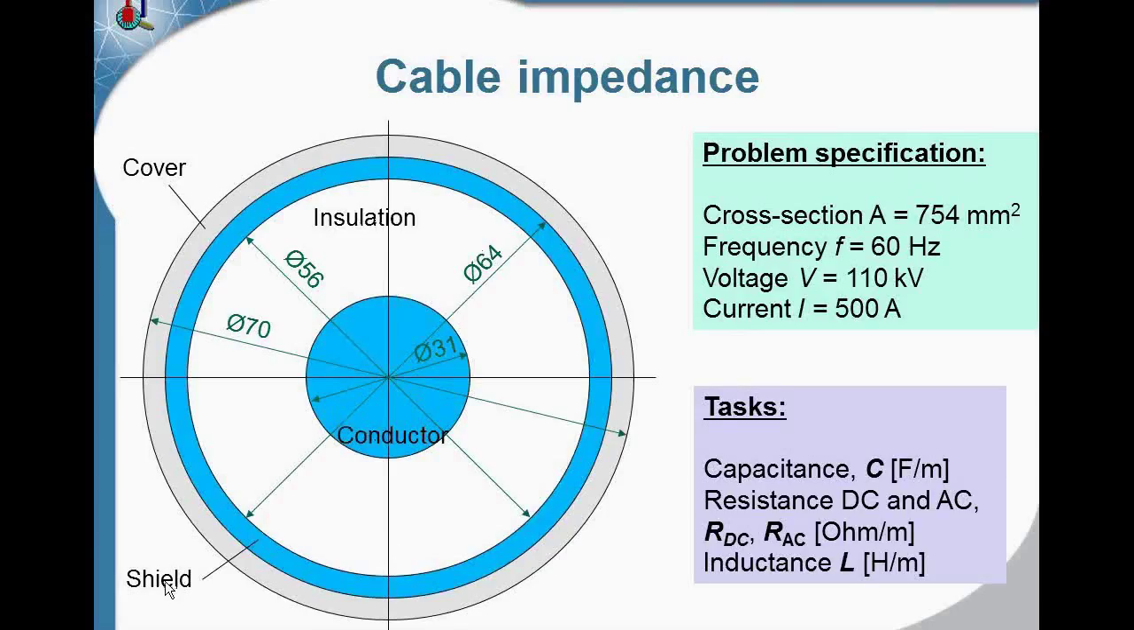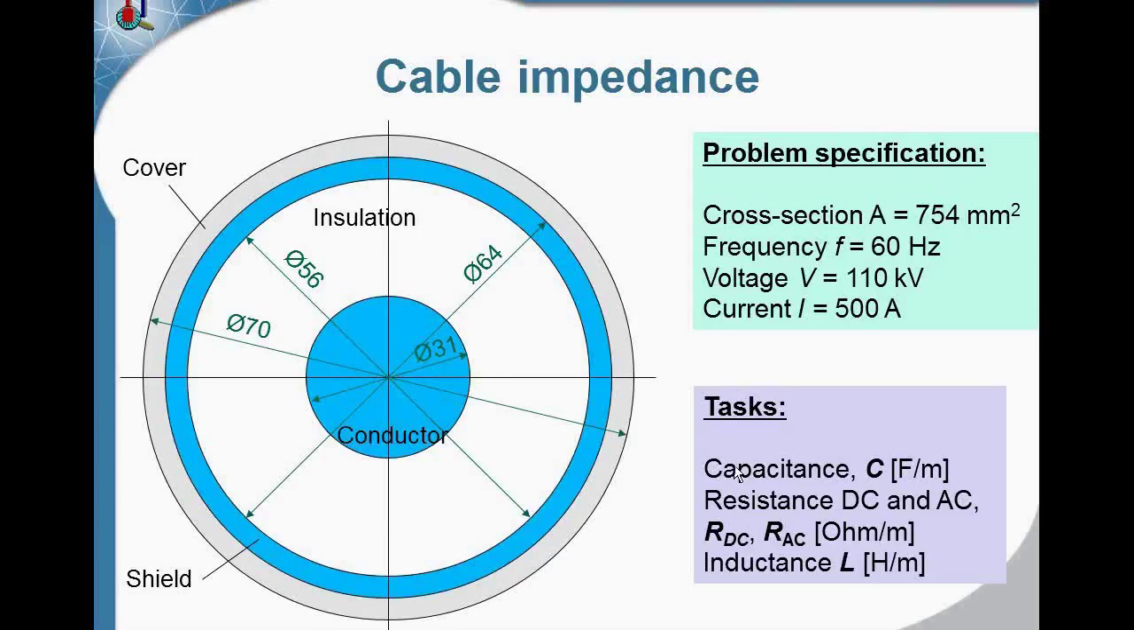The cable consists of the central conductor, the insulation of the conductor, the shield that protects the insulation from the mechanical stresses, and the cover to insulate the shield. So the conducting materials are shown with the blue color. There are two conductors here, the conductor and the shield. And white and gray are insulating materials.